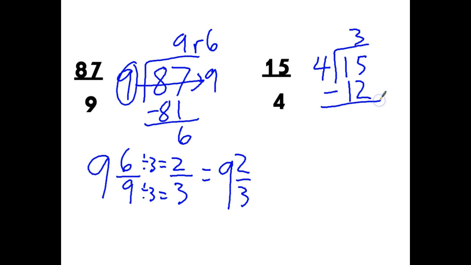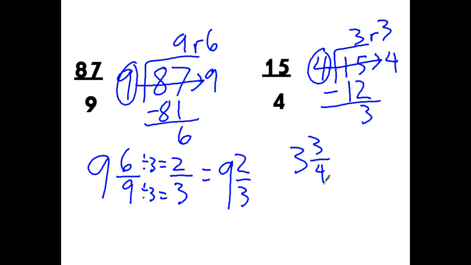15 fourths. Take the 15, divide by 4, it goes 3 times. 3 times 4 is 12. When I subtract, I've got a 3. Bring the 4 over. My answer is 3 and 3/4. Last one. Stop the video and try it out.